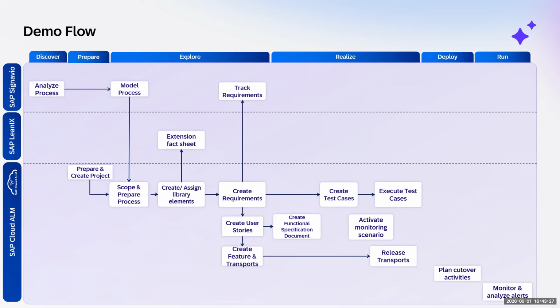Later on, we'll execute the test case, and we'll also create user stories, create features and transports. And then ultimately, we plan our cutover activities, and I'm going to show you how we can monitor and analyze some alerts in Cloud ALM with Cloud ALM for operations in the run phase. And so this is only a short overview that should help you keep track a little bit of the demo. Now, with that, let's actually dive in and see how this looks in UIs.